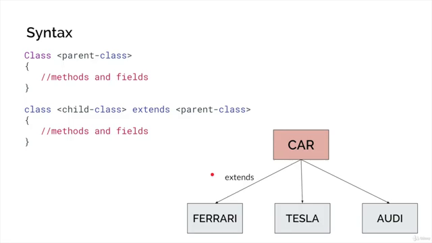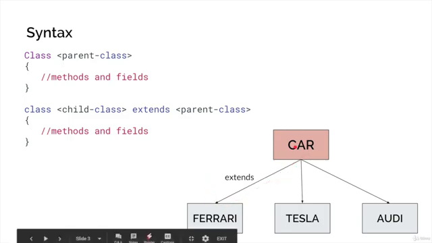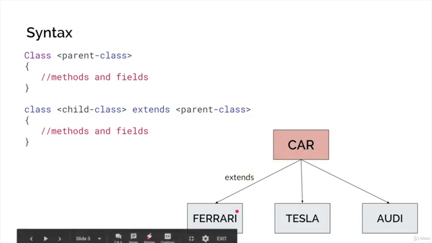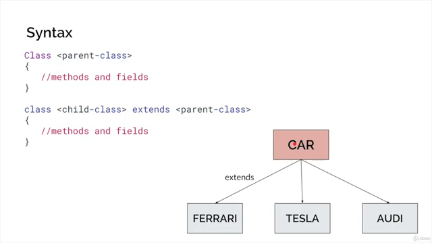So if Ferrari extends the car class, all the methods that we have defined in the car class and also fields, which means variables, etc., will be accessible within the Ferrari class. So if you have one method in Ferrari and one method defined in the car class, with the help of the extends keyword, Ferrari will have two methods in it: one from the Ferrari class and one from the car class. We'll soon demonstrate this with the help of an example in the IDE.